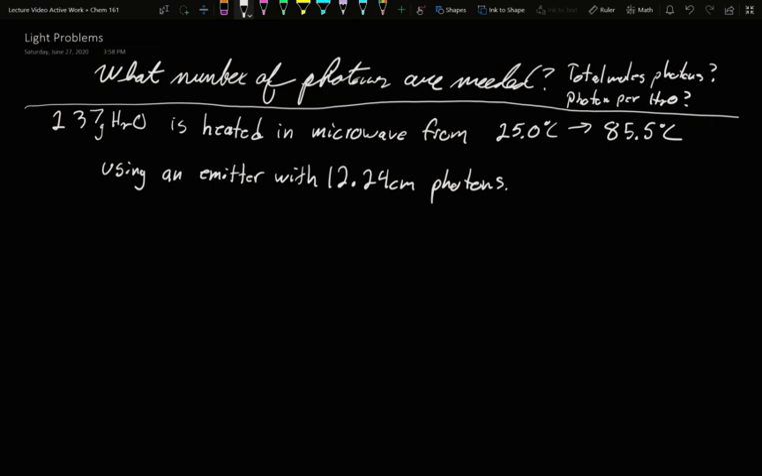Given this info, can you determine the total moles of photons that our water had to absorb? And how many photons per water molecule? Go ahead, pause, give this a try, and come on back. All right, if you're back, well, what's the first thing we got to do?